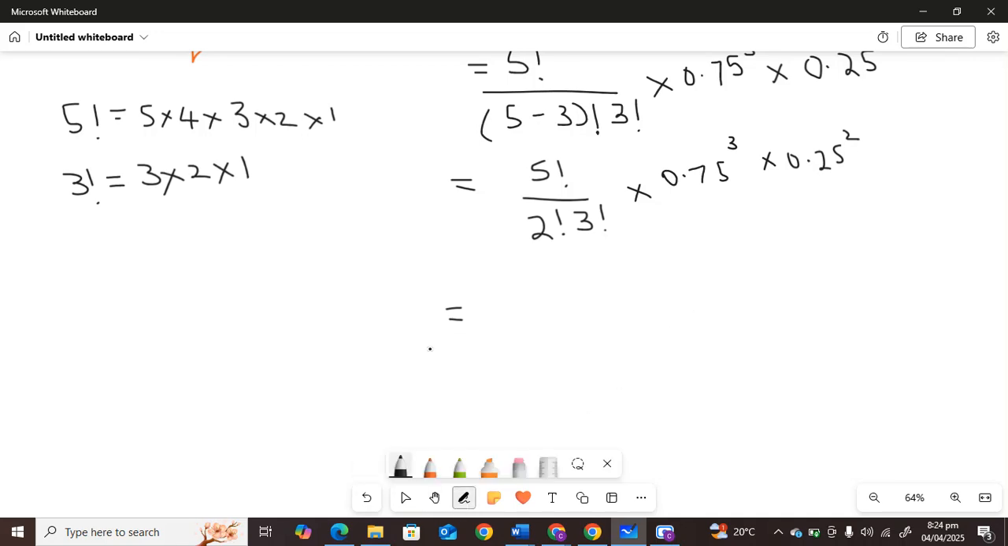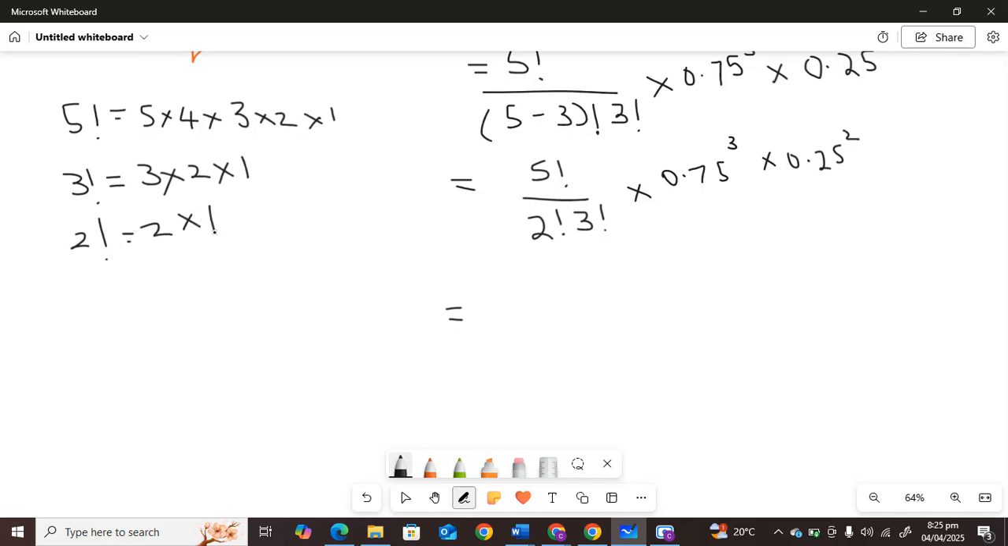So factorials is just a counting method. When you see 5 factorial, it means 5 times 4 times 3 times 2 times 1. Then 3 factorial, 3 times 2 times 1. Okay, then 2 factorial is the same as 2 times 1.